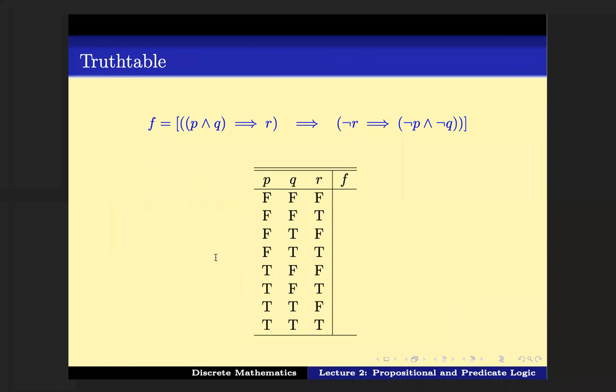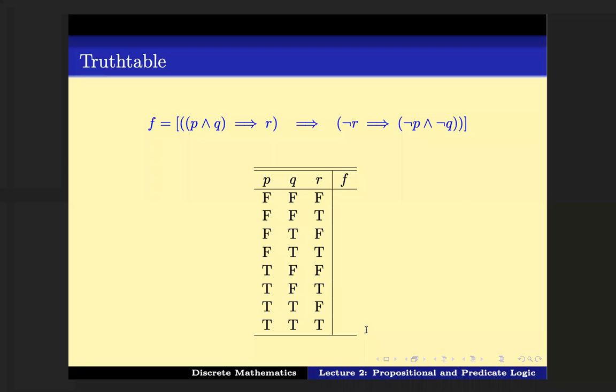So here is this function f. This f becomes a very complicated function. And I have P, Q, and R, and they can take all the 8 values. There are 8 possibilities, right? P can take 2 values, Q can take 2 values, R can take 2 values. And the question is, for all values of P, Q, and R, what is the function value of F?